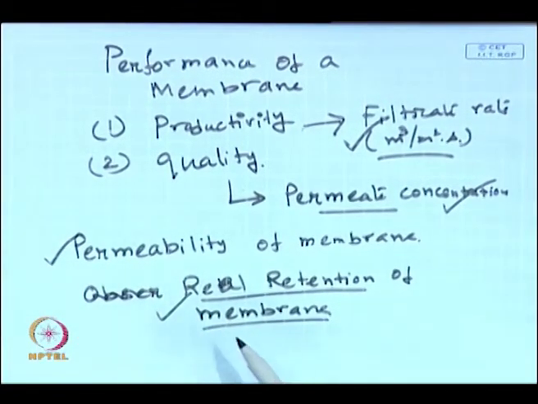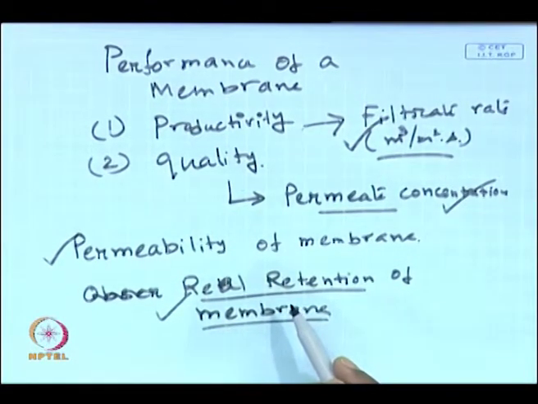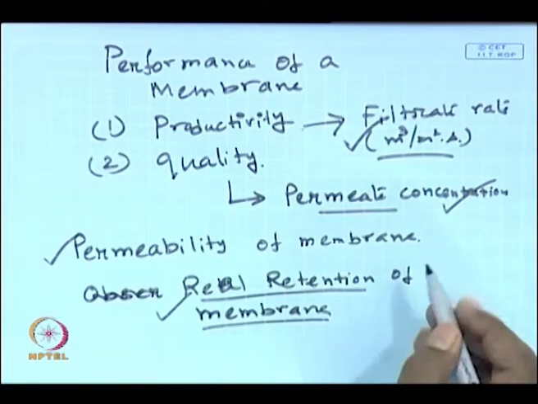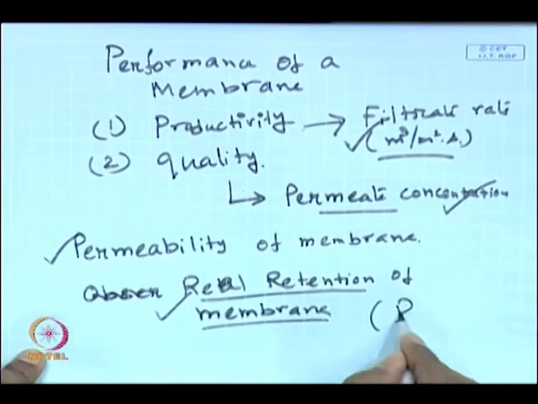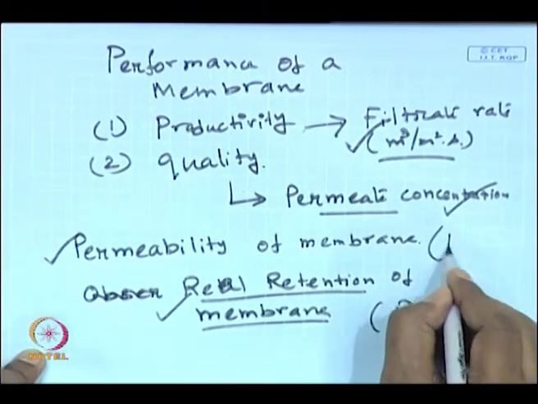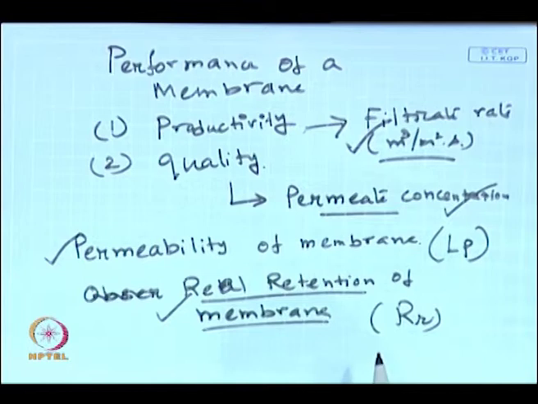So, therefore, whenever you are trying to design a membrane based process or trying to predict the system performance, one has to independently determine these two properties. One is the membrane permeability, another is the real retention. The notation that is used for the real retention is RR, and for membrane permeability it is known as LP. Okay.